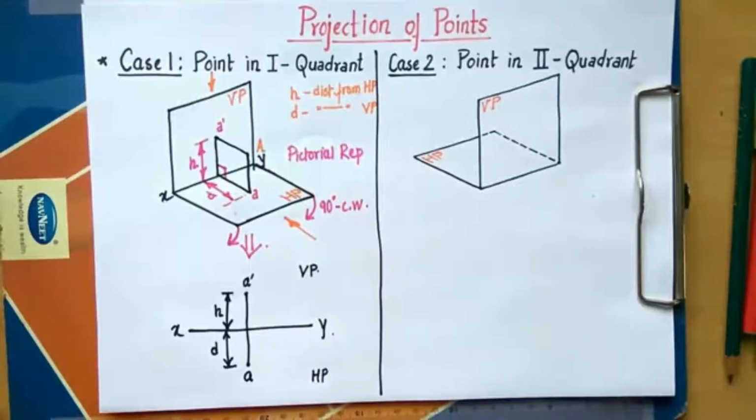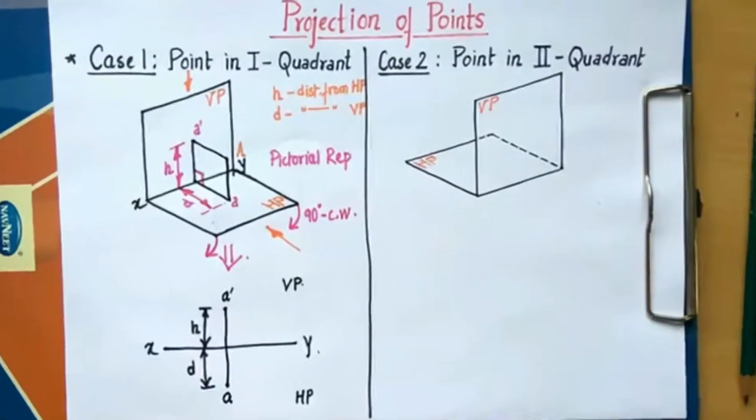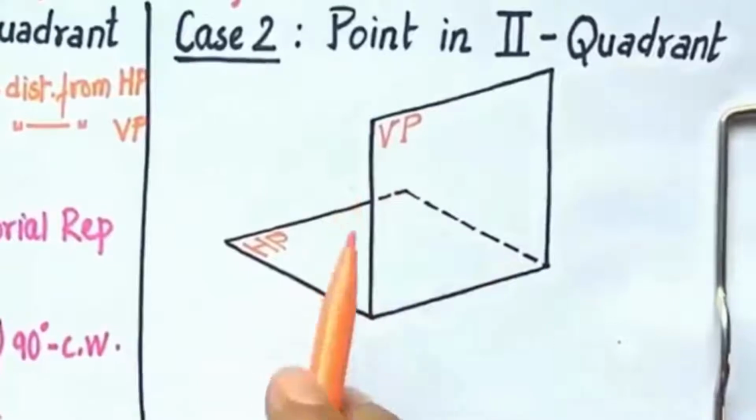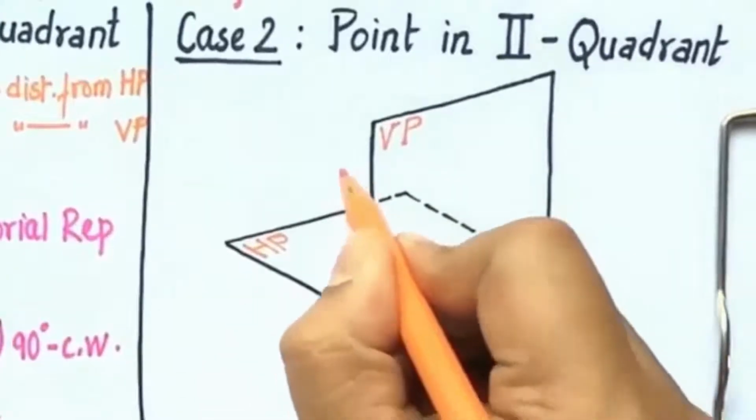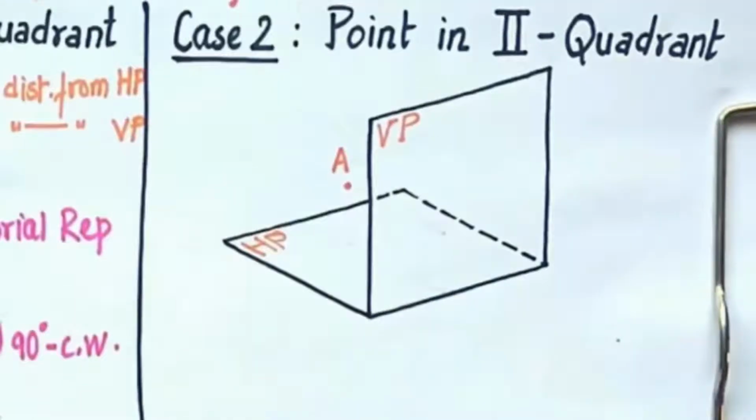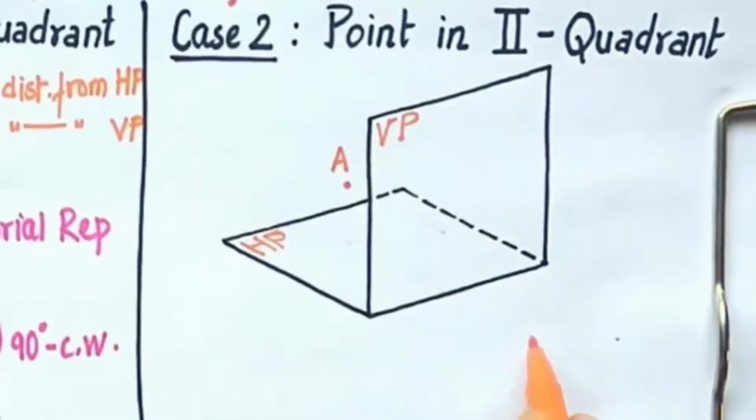Okay guys, so that was all about first quadrant. Now we're going to be dealing with case 2, that is point in second quadrant. So in this case we have a point which lies behind the vertical plane and above the horizontal plane. So this is what you call simply point A. Let us say the name of the point is A, and we are going to draw its projections, and for that we need to have a view.